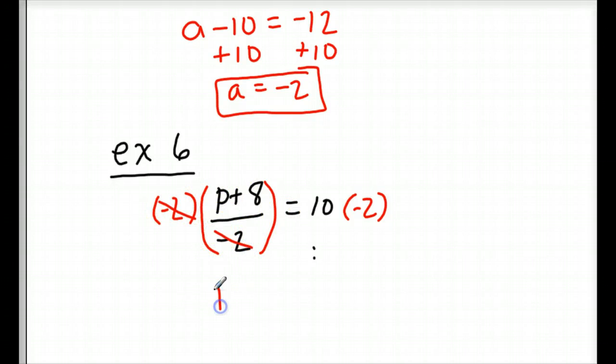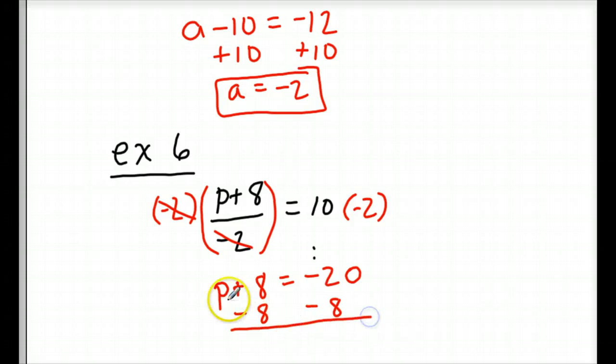This cancels out. We get p plus 8 equals 10 times negative 2, which gives us a negative 20. Now what do we do? We don't add to both sides like we did up here. We subtract 8 from both sides, right? So we do the opposite. So this is 0. We just have p left on this side. On this side we get negative 20 plus negative 8, which is a negative 28.